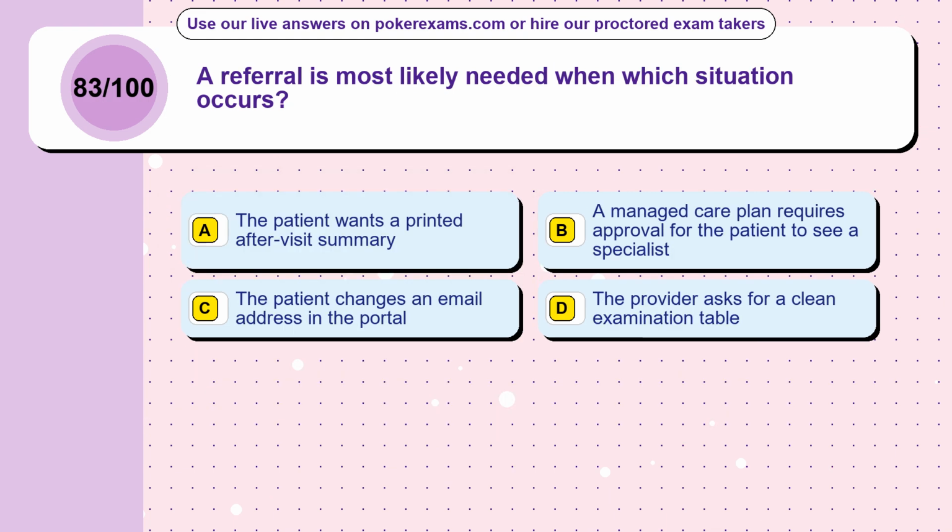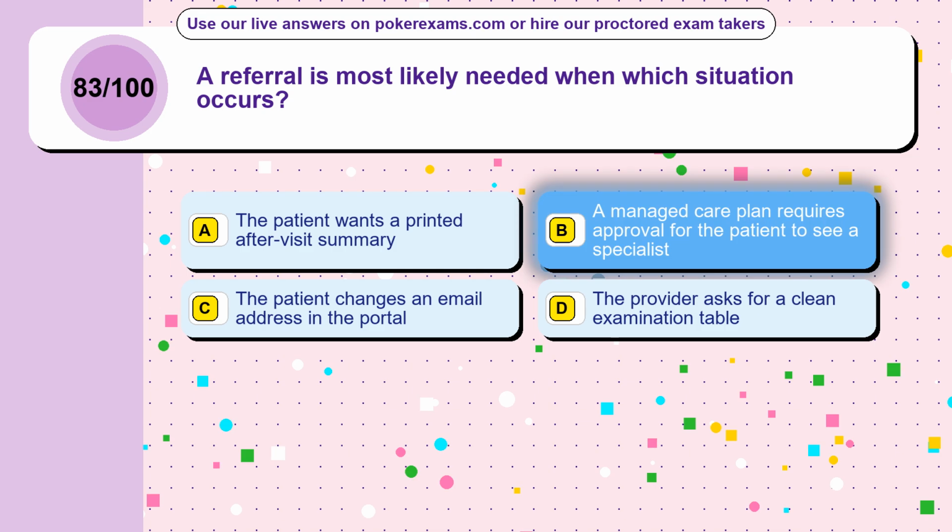Question 83. A referral is most likely needed when which situation occurs? Option A. The patient wants a printed after-visit summary. Option B. A managed care plan requires approval for the patient to see a specialist. Option C. The patient changes an email address in the portal. Option D. The provider asks for a clean examination table.